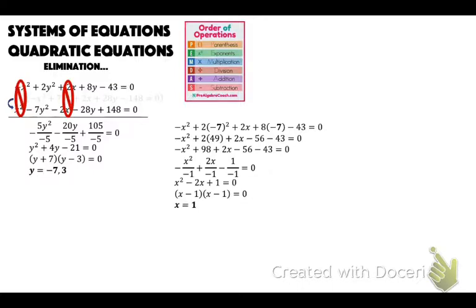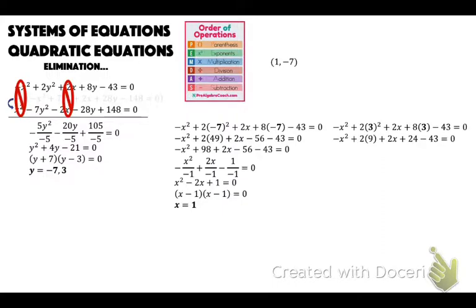Okay, so then our ordered pair here becomes 1 comma negative 7. And see, there was potential to have two answers there, but we only ended up with one because the factors were the same. Now let's do the same thing and plug 3 in.